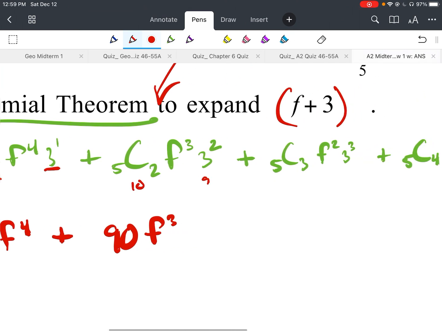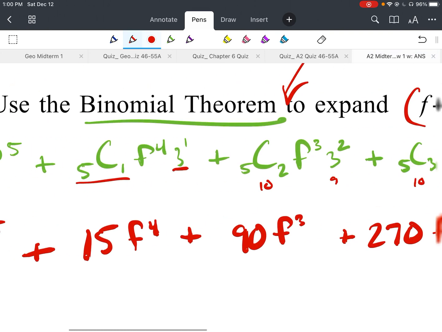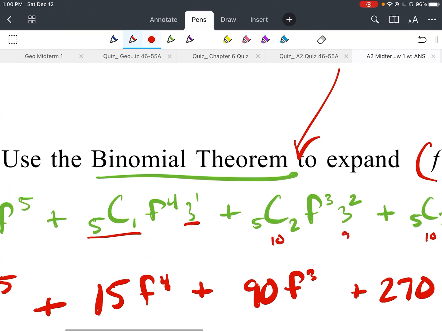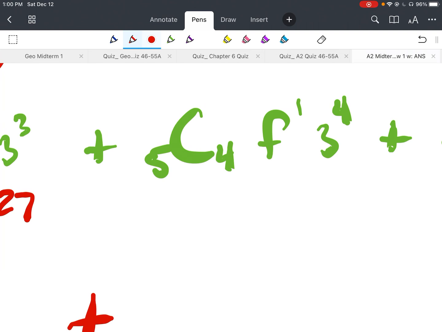Okay, and we could keep going. 5 choose 3 is the same as 5 choose 2. This is 10. 3 to the third power is 27, so this is going to be plus 270 f squared. Okay, isn't this fun? And then we're going to do 5 choose 4, which is the same as 5 choose 1. How many ways can you pick 4 things out of 5? That's the same as saying how many ways can you leave one out? And there are 5 ways you can leave one out, so this is only a 5 here.